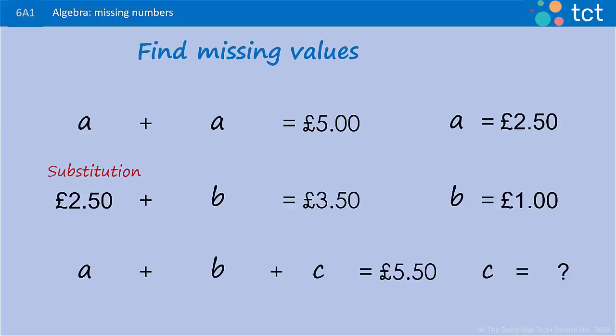Now I have A, add B, add C, and that comes to £5.50. What is C worth? I know that A is £2.50 and I know that B is £1, and when we add C, it's £5.50. £2.50 and £1 is £3.50. C brings it to £5.50. £5.50 take away £3.50 means that C must be worth £2.